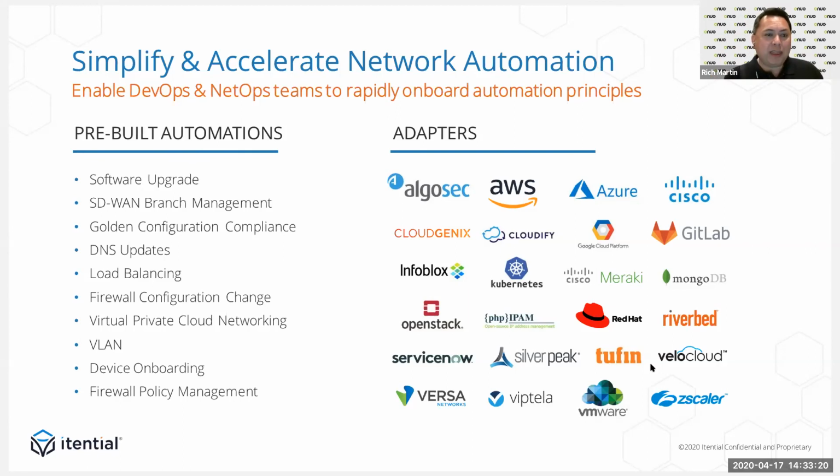And then along with that, what do you want to do? We want to provide freely available, open-sourced automations, and that's exactly what we do. So within our development site, you can see things like automations for software upgrade, SD-WAN branch management, configuration, golden config and compliance, DNS upgrades, things like that. These are the use cases that come up all the time with our customers. So we want to make those freely available so that you can very quickly enable your network team, your DevOps team to onboard inside the platform.